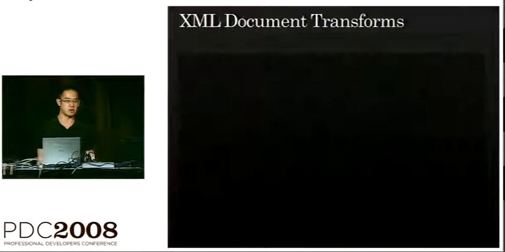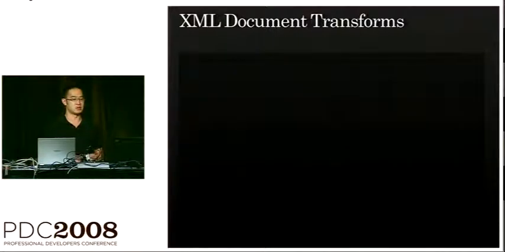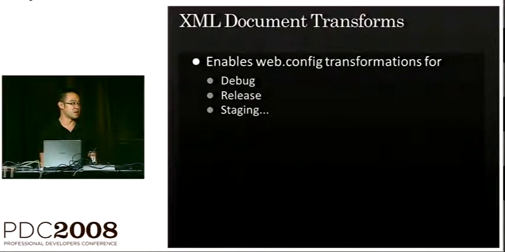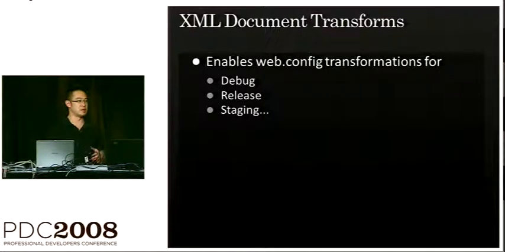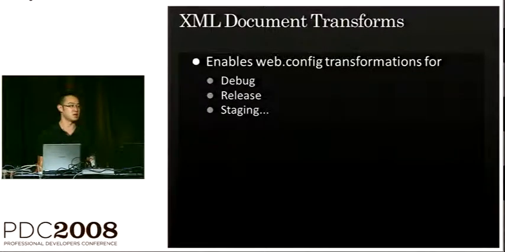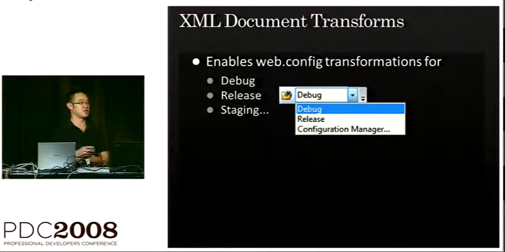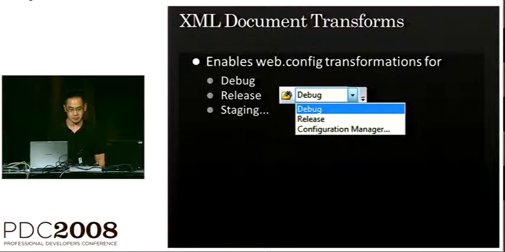So for that, we look to another new technology called XML document transforms. And this is a brand new technology we're announcing today. What it does is it enables you to have, for the first time, web configurations that are actually different for each of your locations. Whether it be debug, release, or staging, or whatever different string you can put into this dialog, you can have any number of different deployment modes that you can set your app into. So you can switch back and forth, and you never have to worry about manually making these changes again.